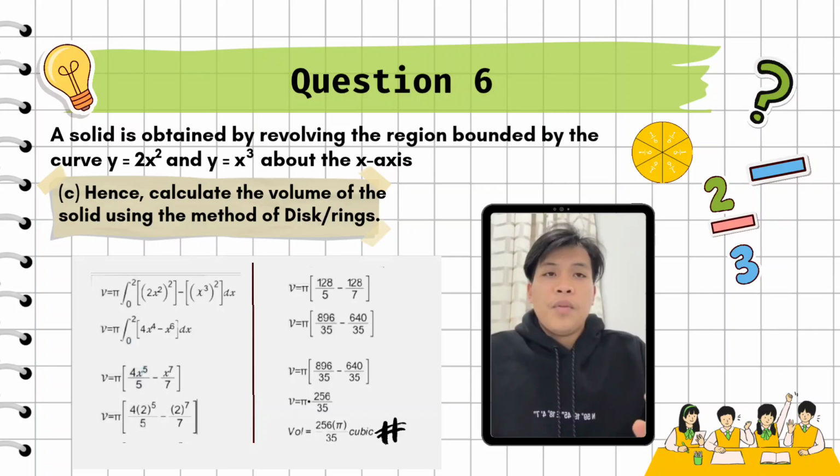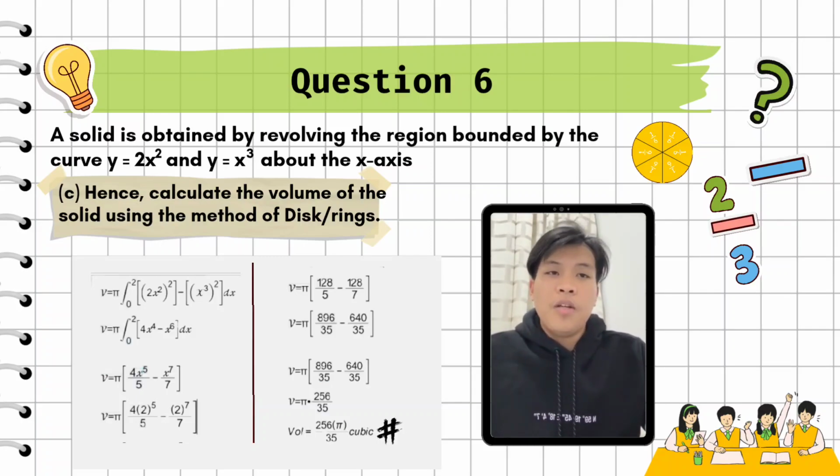So we need to subtract these fractions and we need a common denominator. The least common denominator of 5 and 7 is 35. So we write 128/5 as 896/35, and 128/7 as 640/35. Now we subtract the fractions: 896/35 minus 640/35. So the answer is 256/35.